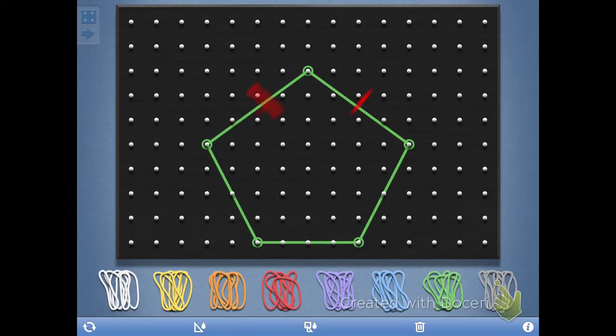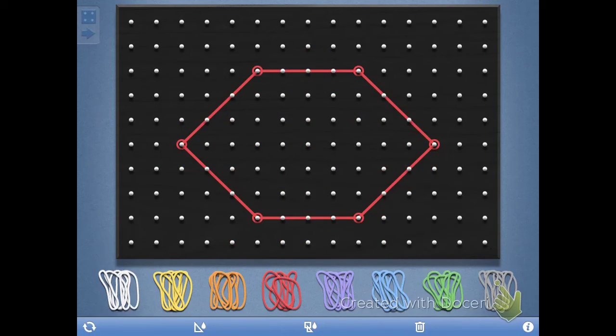Let's look at our next shape and count the sides. We've got 1, 2, 3, 4, 5 sides. And let's count the vertices. 1, 2, 3, 4, 5. A shape with 5 sides is called a pentagon. Penta means 5. So a pentagon has 5 sides and 5 vertices.